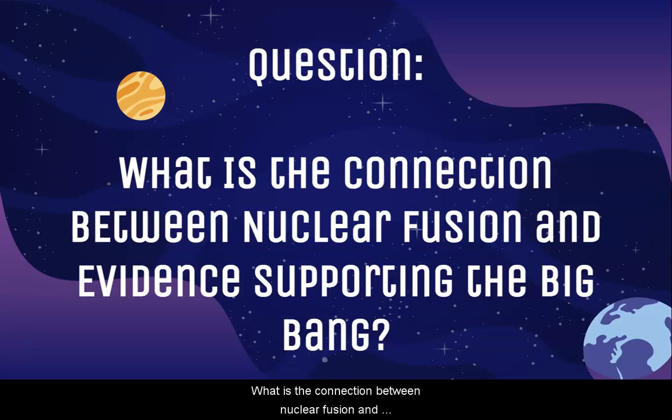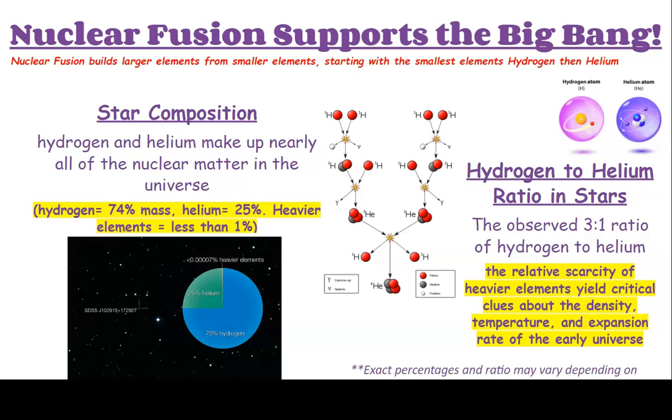So, what is the connection between nuclear fusion and the evidence supporting the Big Bang? Because remember, this unit, we're all looking at everything through the Big Bang. So, we can use the processes that we see and learn here and see in evidence in the stars and support this idea of the Big Bang. So when we look at fusion, we really look at fusion supporting the Big Bang in 2 ways.